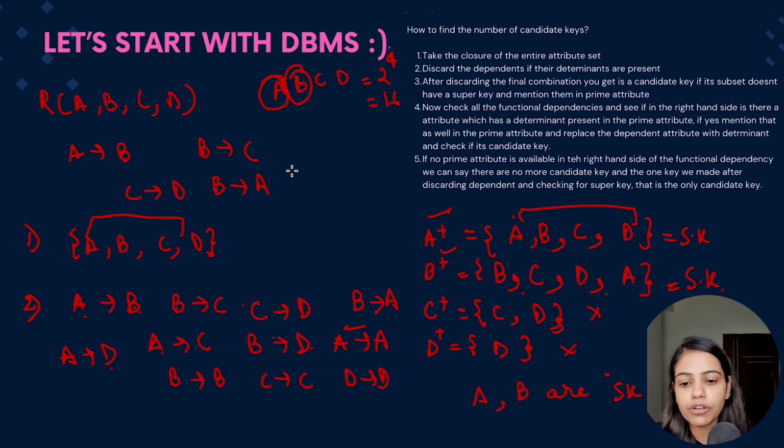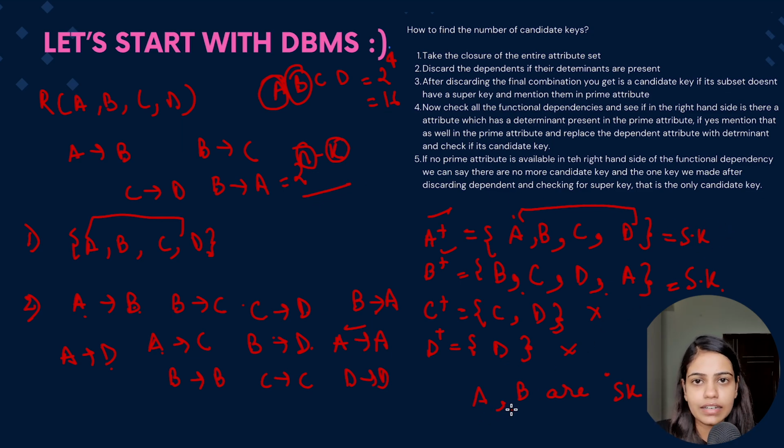In the last video I told you about a formula where we find the number of super keys using 2 to the power n minus k, where n is the number of attributes and k is the number of attributes present in the candidate key. So if we find the candidate key, we can find the super key. And right now we know that A and B are at least super keys.